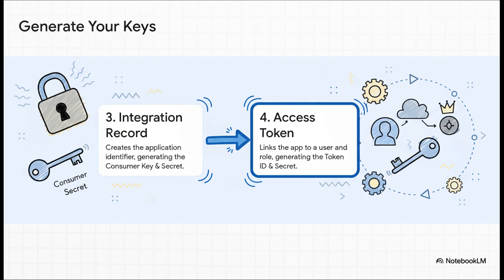Next, you'll go to Setup, then Integration, and you'll create your integration record. As soon as you hit Save, boom, you get your first 2 keys, the consumer key and secret.